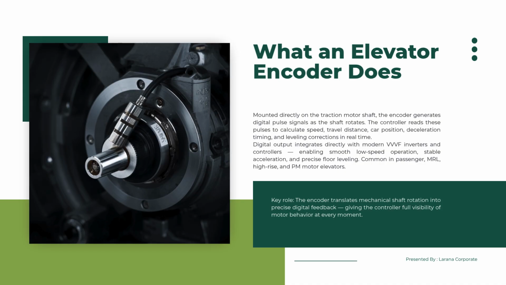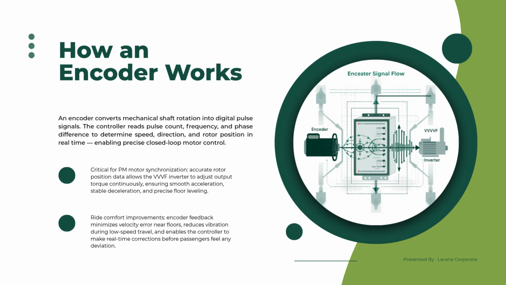Encoders are commonly used in modern passenger elevators, machine-room-less elevators, high-rise elevators, and permanent magnet motor systems. They are strongly associated with high positioning precision, smooth low-speed operation, stable acceleration curves, precise leveling, and improved passenger ride quality. For most modern passenger transportation systems, encoder feedback is usually preferred because it fits naturally with VVVF control, PM traction machines, and digital monitoring systems.